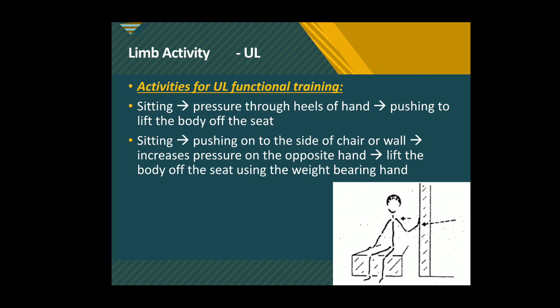Along with that, the person can be asked to lift the body off the seat using the right side or weight bearing hand. This increases weight bearing on the upper limb and stimulates the extensor activities of the extensor muscle group of the weight bearing limb.